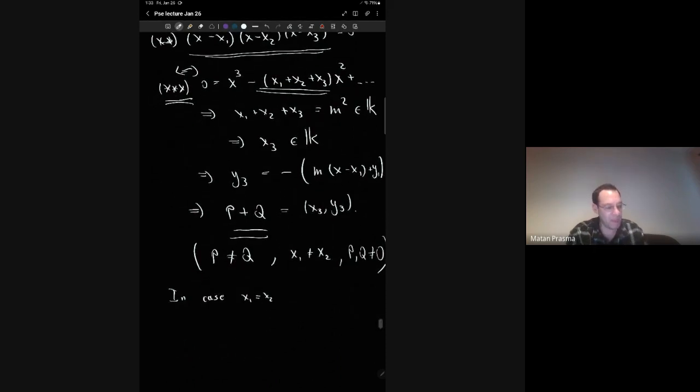In case x1 is equal to x2, but y1 is not equal to y2, then the line is vertical. We said it. Then L is vertical.